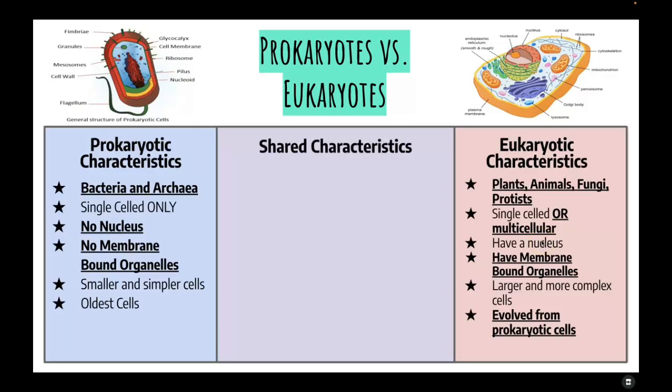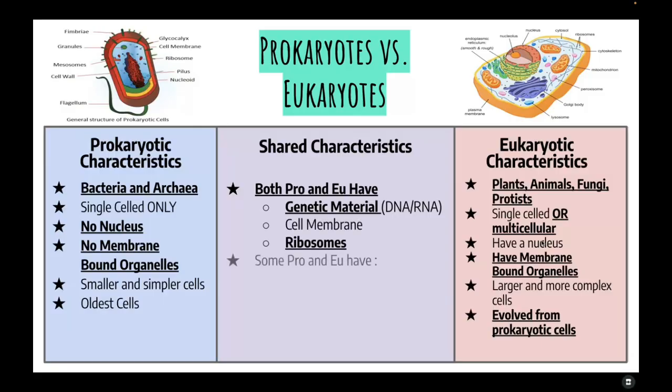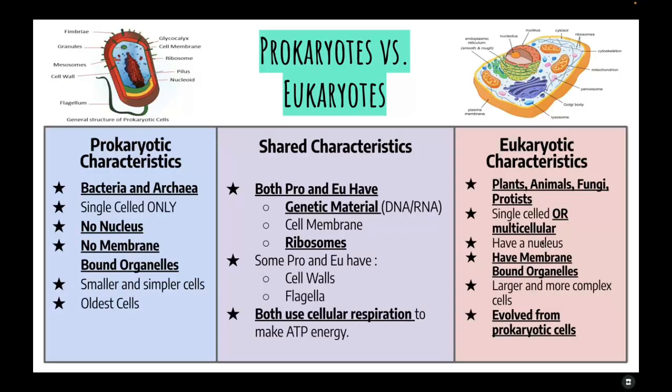And so the things I want you guys to remember here is that both prokaryotic and eukaryotic cells have genetic material, so DNA and RNA. They have cell membranes. They have ribosomes. And then some prokaryotes and eukaryotes have cell walls and flagella. They both use cellular respiration to make ATP.